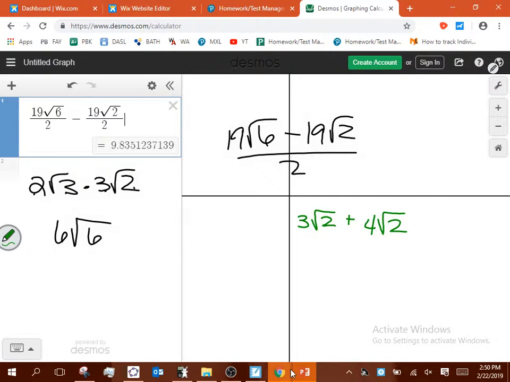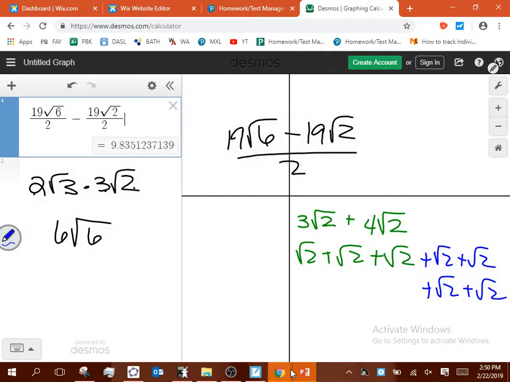So I'm going to rewrite that as the implied addition, radical 2 plus radical 2 plus radical 2. I got 3 of them, right? The 4 radical 2 tells me I have how many? 4 of them. So plus radical 2 plus radical 2 plus radical 2 plus radical 2. And now, are all of those like radicals? How many of those, if I went through counting how many radical 2s I have, how many do I have? 7. How do I get to that quicker than writing those all out?